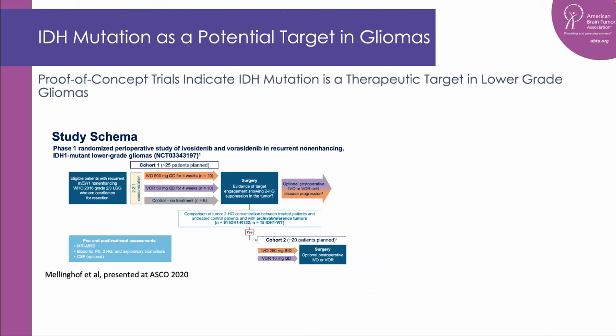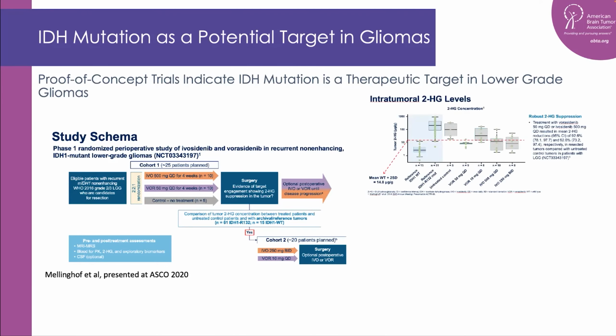And here what they're doing is giving the drug to patients before surgery, then taking the tumor out at the time of surgery that's been exposed to the drug and comparing it against tumors that have gone to surgery and didn't get exposed to the drug. So they're really looking for specific changes in the tumor as a result of the drug. And what they showed is that with drug, you see decreased 2-HG levels, which is really important. That's what we want to see.